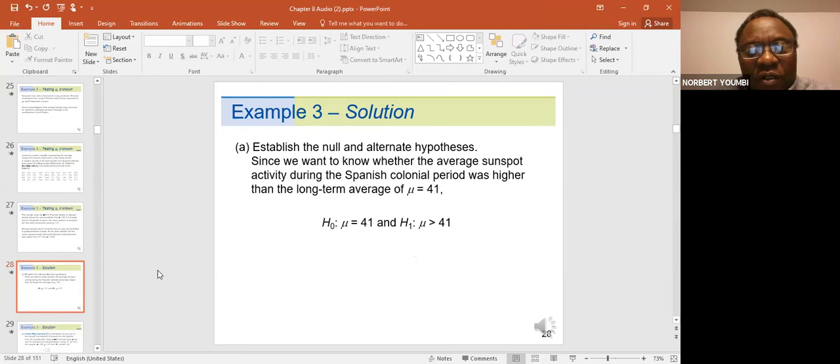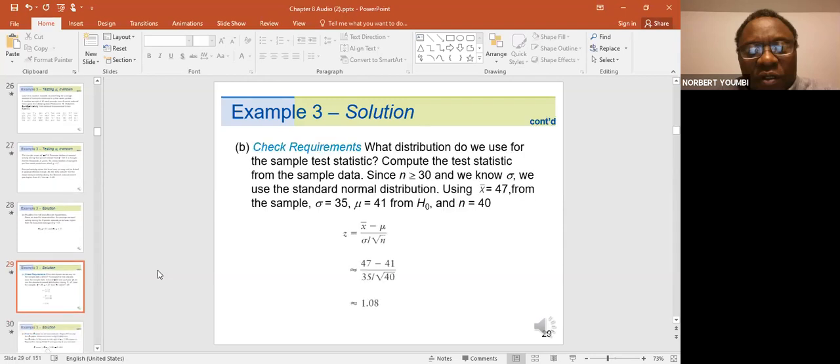So because the claim is mu is greater than 41, this claim will be H1, and H0 will be mu equals 41. Next, we compute the test value. The test value is the Z-score of the sample mean. Remember that the standard deviation for the sample mean is sigma over square root of n. So this is how we will compute the test value manually.